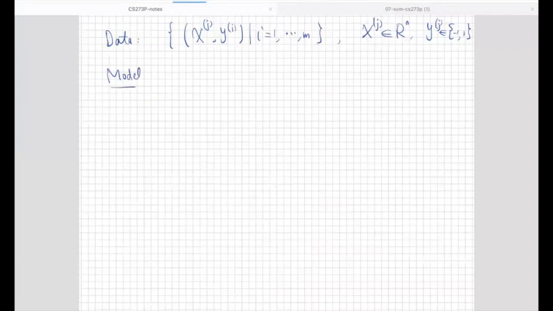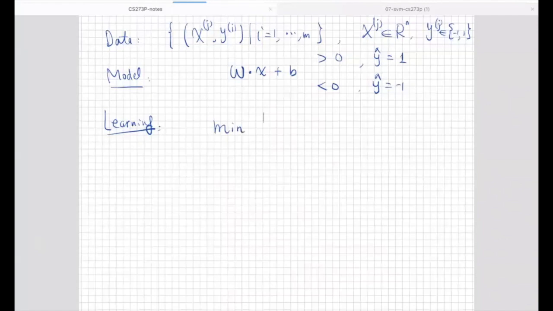The model is the linear model. You have two parameters here. One is w, and then w dot x plus b is the linear response. If this is greater than 0, you say the predicted label is 1. If less than 0, the predicted label is -1. So that's the predictive model. However, for the learning, we formulate it as an optimization problem. In the optimization problem, we want to maximize the margin, which is equivalent to minimizing the norm of w.